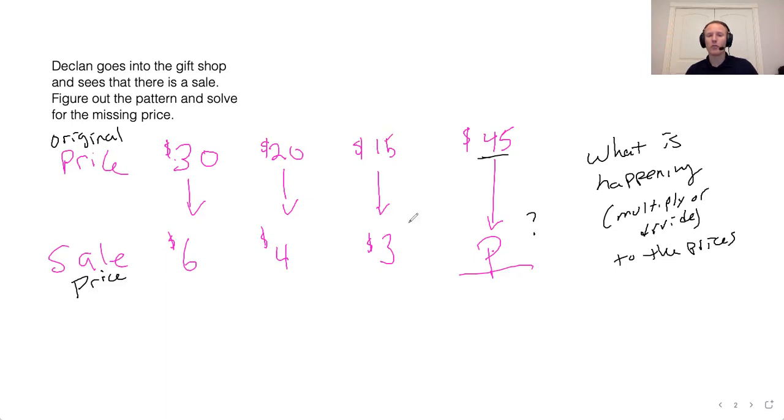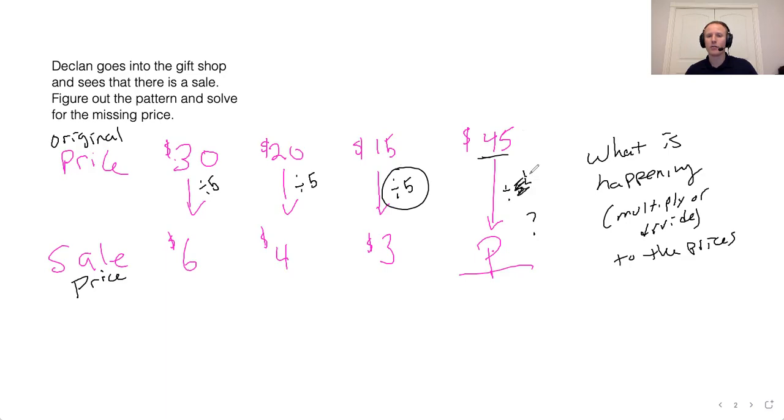So you could also look at, like, what do I need to multiply this 3 by to turn it into a 15? What do I need to multiply the 4 by to get a 20? Or what do I need to divide the 20 by to get a 4? Well, the pattern here is 30 divided by 5 is 6, 20 divided by 5 is 4, and 15 divided by 5 is 3. So when we get over here, we take what we've been dividing by and we do it to the 45.